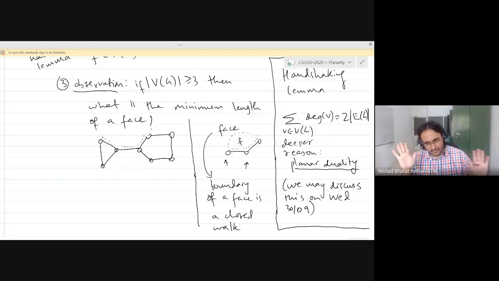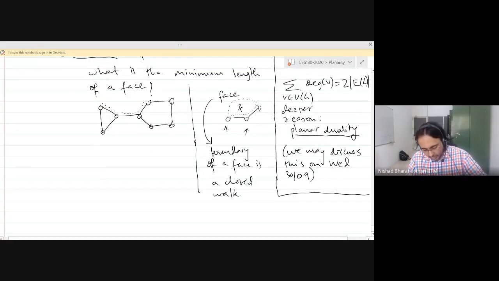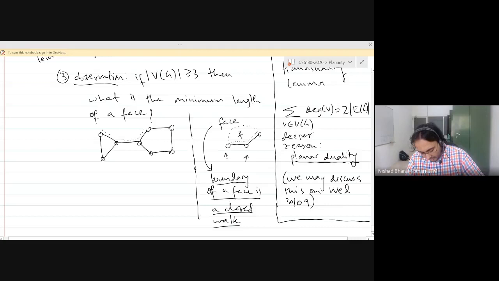Does that make sense? But we are not going to write a rigorous proof of this. If you want to, you can convert this argument into a more rigorous proof. We are using some assumptions which we did not prove rigorously, again, that the boundary of a face is a closed walk, right? So there are some things which we are allowing ourselves to rely on intuition.